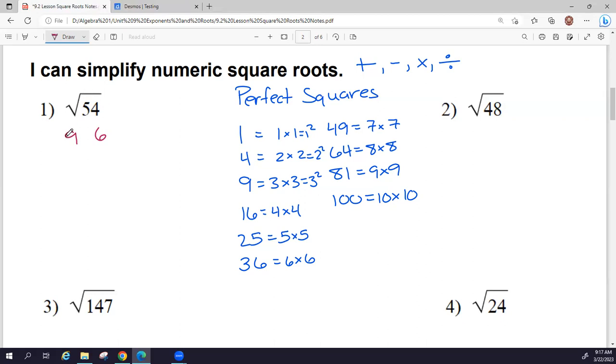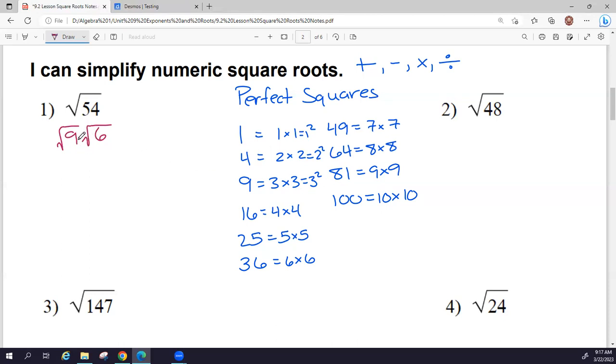And since this has a square root, both of these factors are going to get square roots. We're just trying to break the square root of 54 up into two things that we could multiply to make the square root of 54, much like we did with quadratic equations.